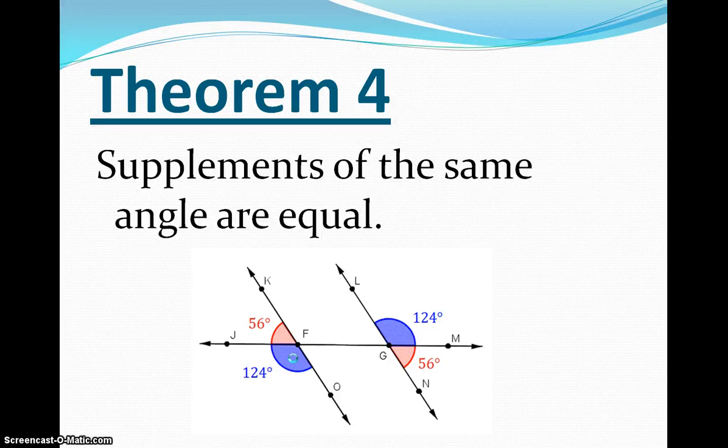Vice versa, kind of the same situation, is supplements of the same angle are equal to each other. So if we take a look, I know that 56 and 124 are supplements of each other, and I would say then that this angle MGN, 56, is also supplementary to angle JFO. Then I would know that JFK and MGN are equal to each other because they are supplements of the same angle there.